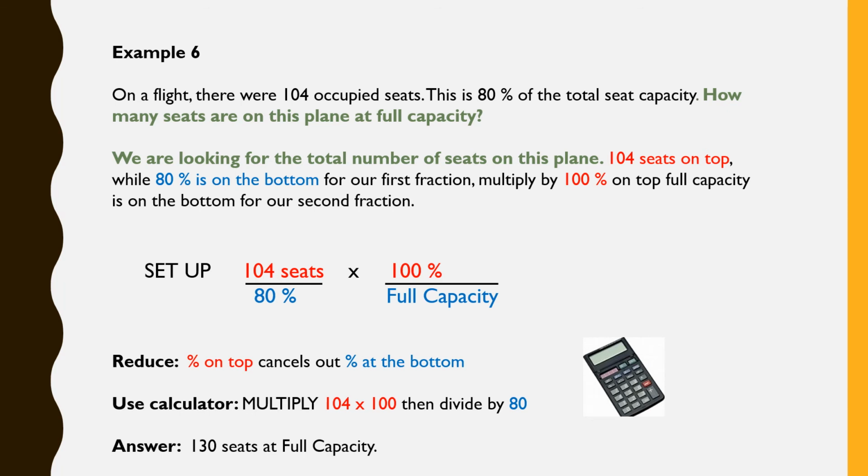100% means every seat is occupied on top and full capacity at the bottom. One whole plane capacity, full capacity. Again, percent cancels out percent. We pull out the calculator, input our numbers. 104 times 100, then divide by 80. The answer is 130 seats at full capacity.